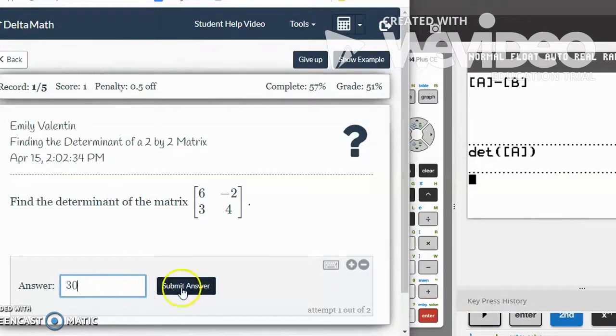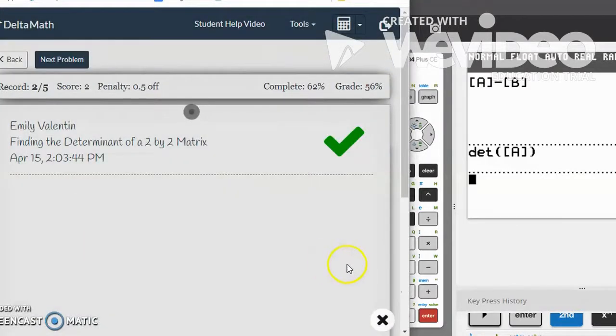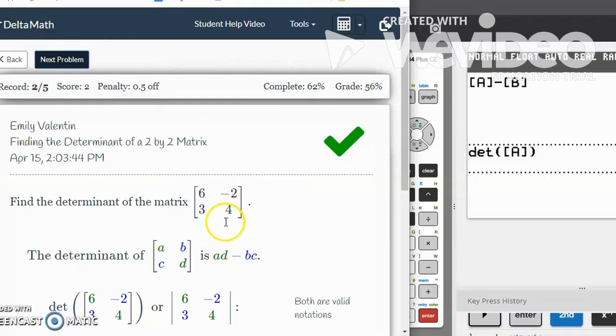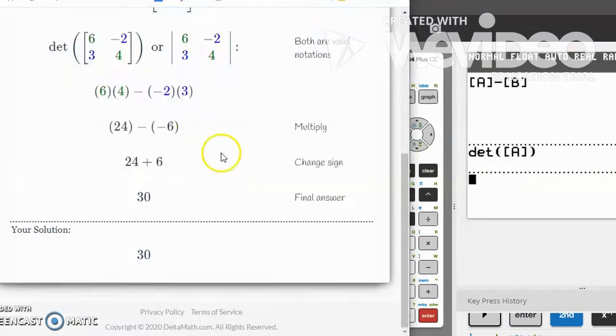Let's make sure I did it right. And that calculator method may not be necessary for a 2 by 2 because it's pretty easy without it, but when we get to the 3 by 3s, that is going to be.